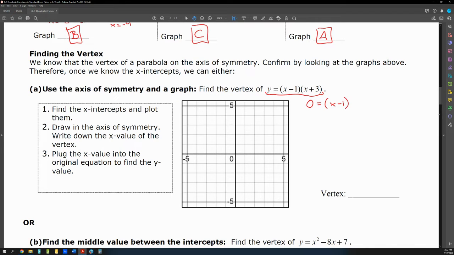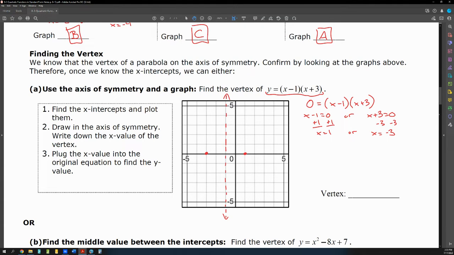So we have 0 equals the quantity x minus 1 times the quantity x plus 3. Zero product property, we can set each factor equal to 0. And solving both of those equations, we get x is equal to 1, or x is equal to negative 3. So let's go ahead and plot those x-intercepts. We have (1, 0) and (-3, 0). Okay. So now we know that the axis of symmetry is exactly in the middle of those 2 points. So right in the middle of that, our axis of symmetry is going to have the equation x is equal to negative 1. So let's go ahead and sketch that in.